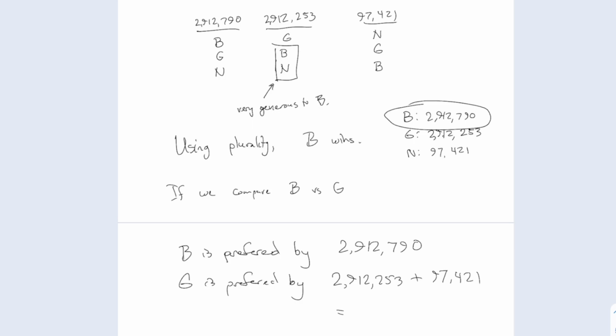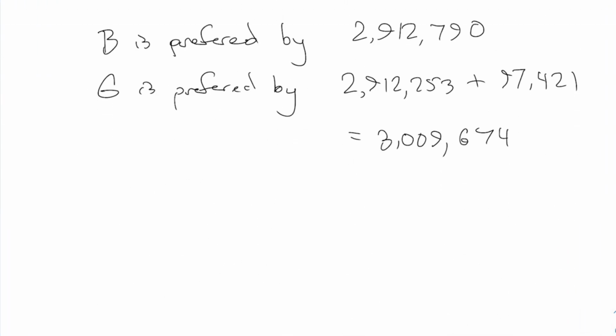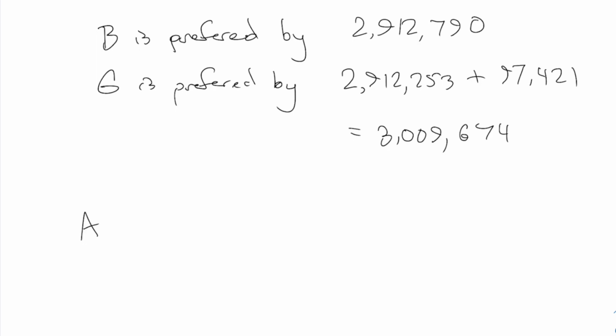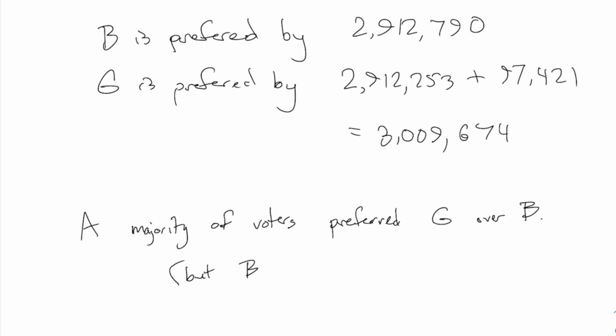I added this together ahead of time. This is 3,009,674. All right. So if you only consider Bush and Gore, which, let's be honest, is all who really mattered in this election, at least who was supposed to matter, Gore would have won this election if Nader wasn't in there. All right. Can I say it this way? A majority of voters preferred Gore over Bush. But Bush won. All right?